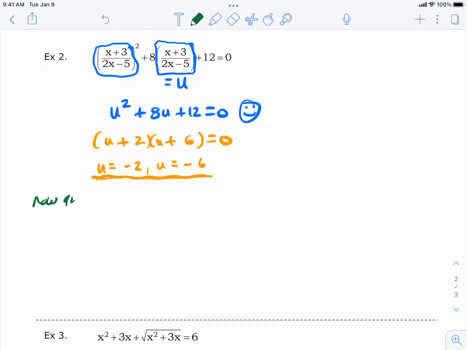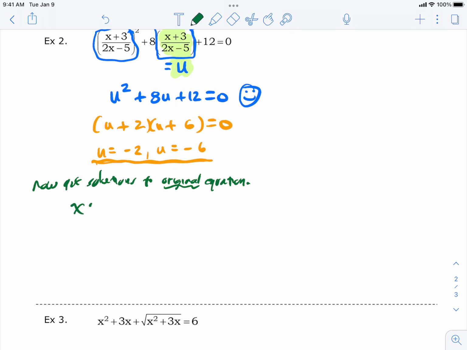Now, to get solutions to the original equation, you use what you said u was. Whoops, I shouldn't be circling the 8. You use, let's do it this way, what you said u was. U is this stuff. So you say, okay, (x + 3)/(2x - 5). That's what I defined as this u variable.